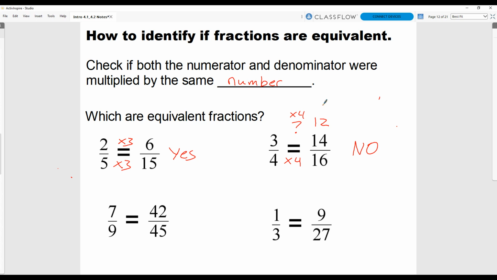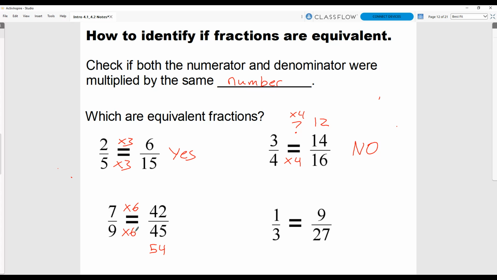Okay, let's check what else we have here. Here we have 7/9. We want to see if it's an equivalent fraction to 42/45. Let's take a look. To go from 7 to 42, if you're not good with your multiplication, just try some different numbers until you make it work. 7 times 6 is going to get you 42. If these are equivalent, that means this 9 also has to be multiplied by 6. So 9 times 6 does not get me 45. It actually gets me 54. So it doesn't work.